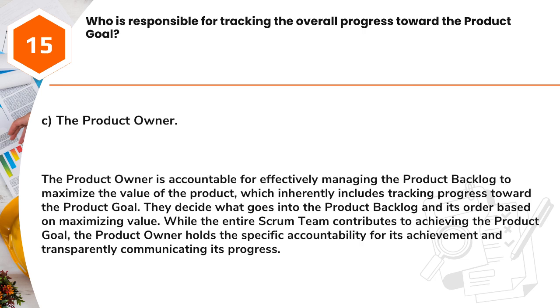Answer: C. The product owner. The product owner is accountable for effectively managing the product backlog to maximize the value of the product, which inherently includes tracking progress toward the product goal. They decide what goes into the product backlog and its order based on maximizing value. While the entire Scrum team contributes to achieving the product goal, the product owner holds the specific accountability for its achievement and transparently communicating its progress.